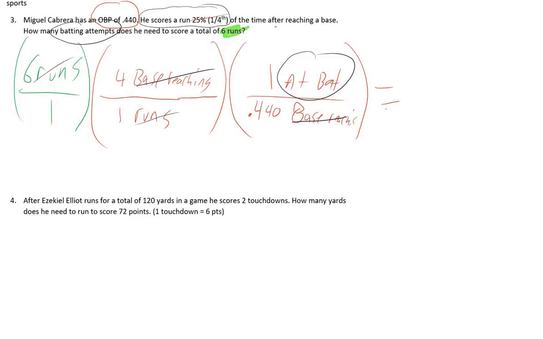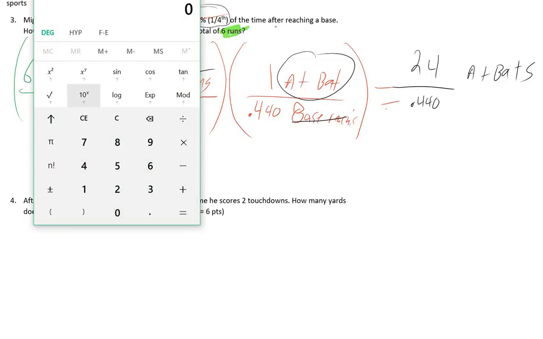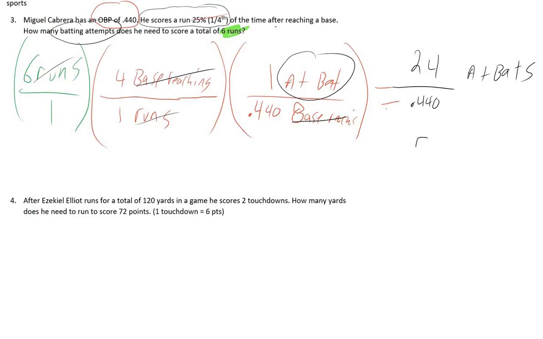Same term. And what we see is it's going to be 6 times 4 times 1. So it's going to be 24 over 0.440. All right, at bats. This doesn't seem to make too much sense until you put it into the calculator. It's going to be 24 divided by 0.440. So we're going to get a bigger number. And it's 54.54 repeating. So we'll just round that up, 55 at bats.